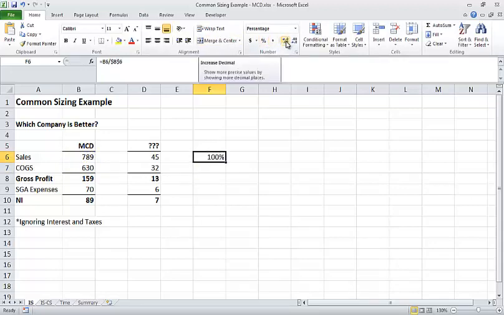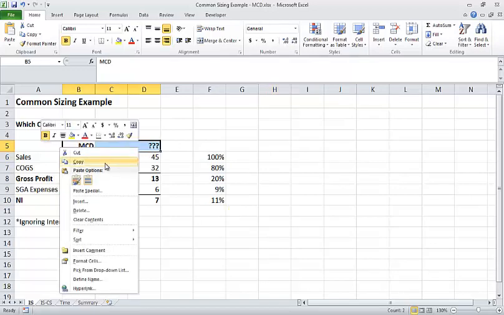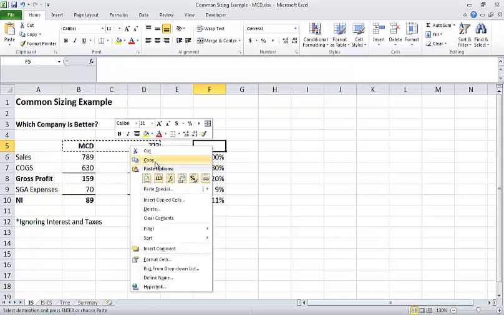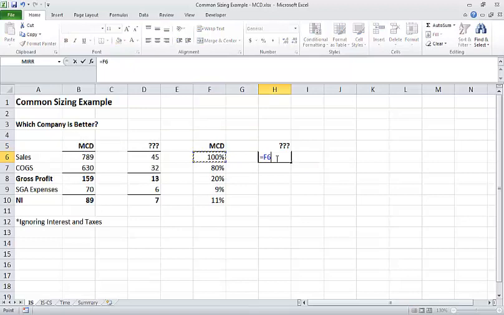Okay, and it's going to give me then percentages. So I can copy that down. And I'll do the same thing here. So for our Mystery Company, I'll divide each item by sales.